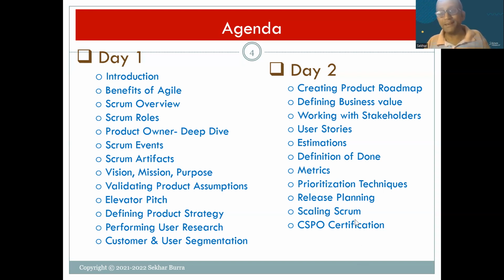And then finally, the CSPO certification. How do you maintain the certification? What is the value of maintaining that certification over the next 2 years? And we also briefly touch upon the advanced portfolio. So this is what we usually cover during the Certified Scrum Product Owner session.